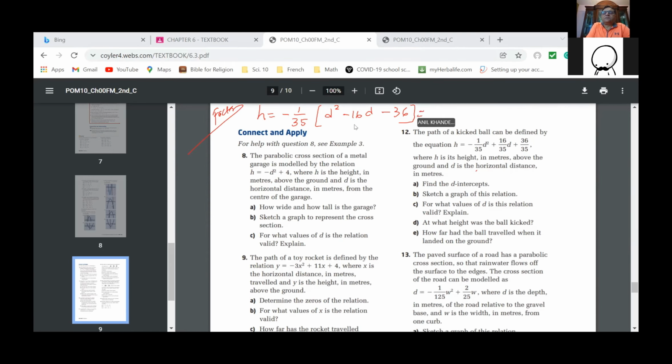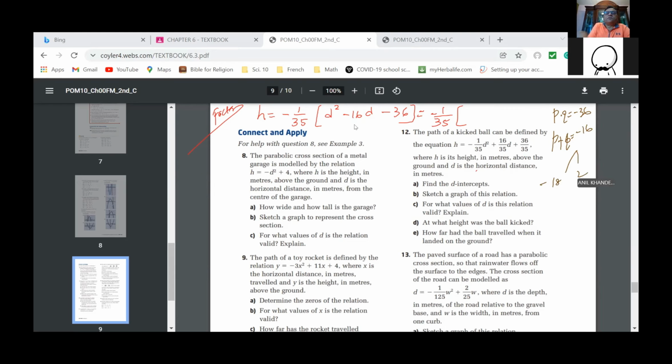So I could write this as -1 over 35, and what do you need? You need two numbers whose product, P times Q, should be minus 36, correct? And the sum of the two numbers, P and Q, should be minus 16, right? So the two numbers are what? Negative 18 and positive 2.